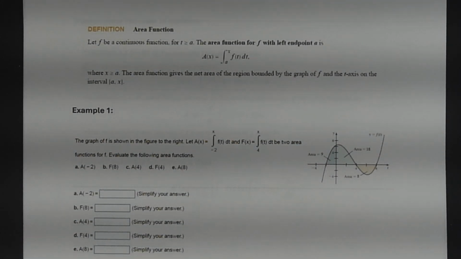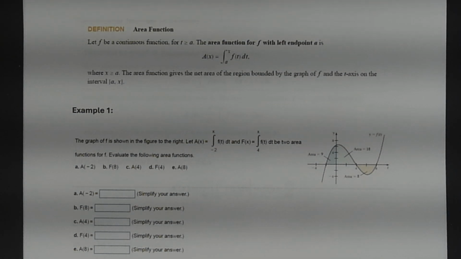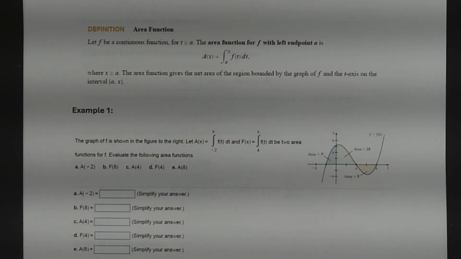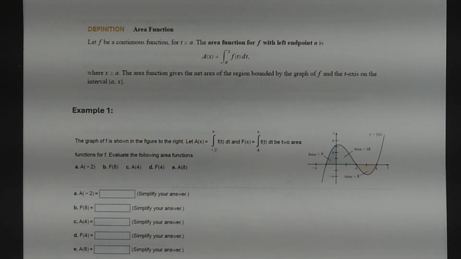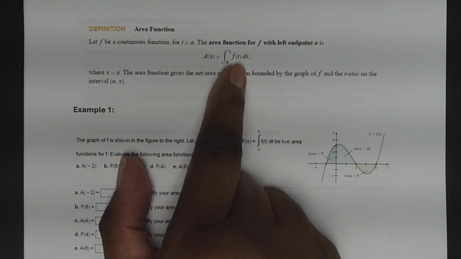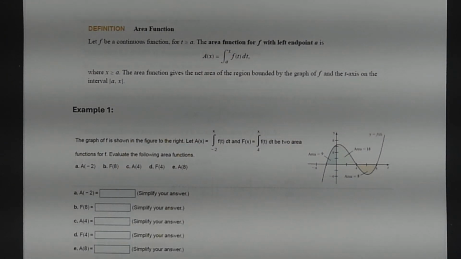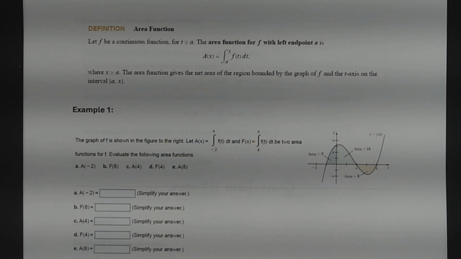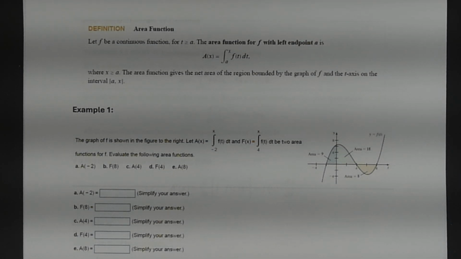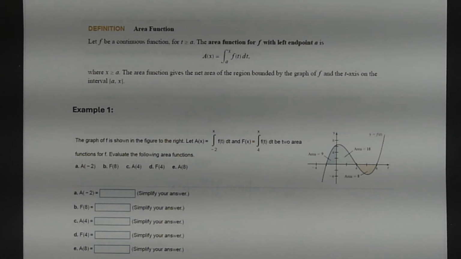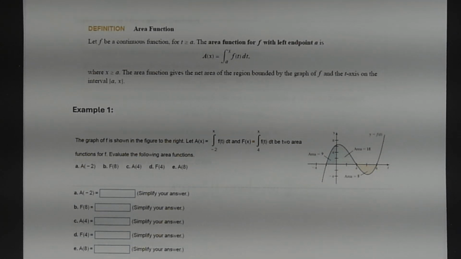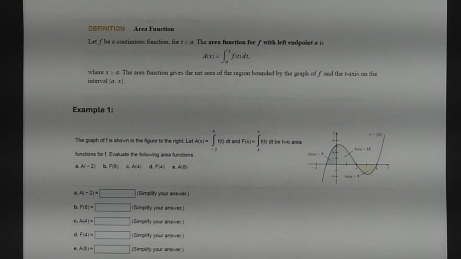All right. So here's the definition of the area function. If I let f be a continuous function for t greater than or equal to a, the area function for f with left endpoint a would be this. A of x is equal to the integral from a to x of f of t dt, where x is going to be some value greater than or equal to a. And the area function gives the net area of the region bounded by the graph of f and the t-axis on the interval from a to x. And it's going to be the closed interval.